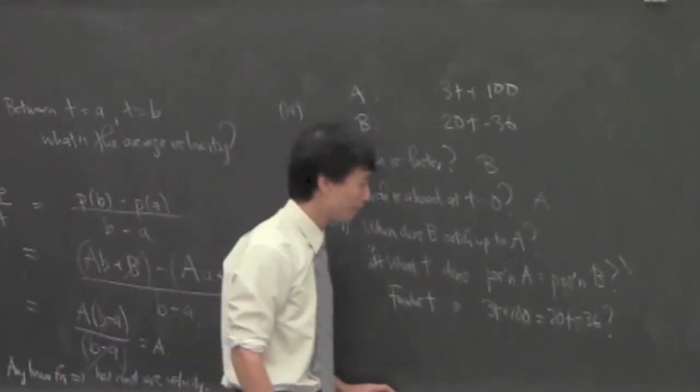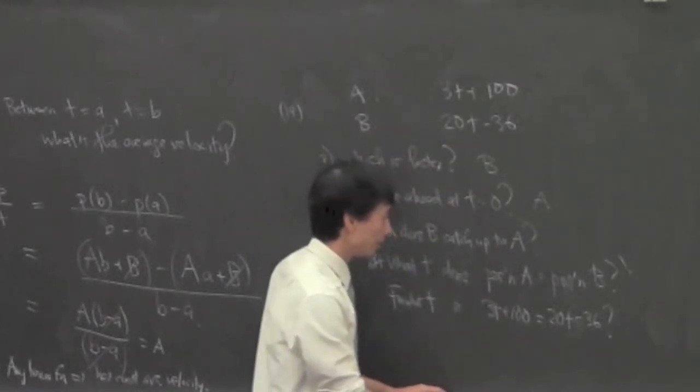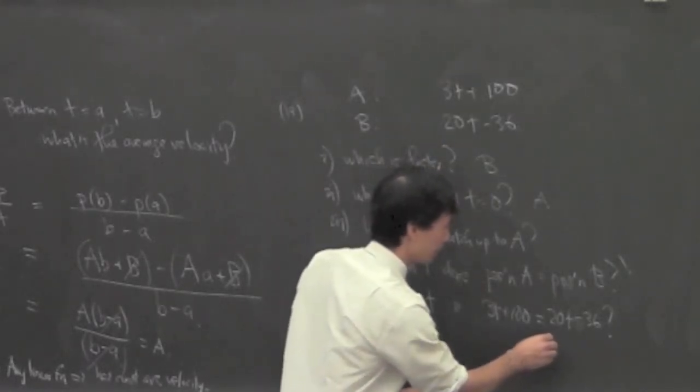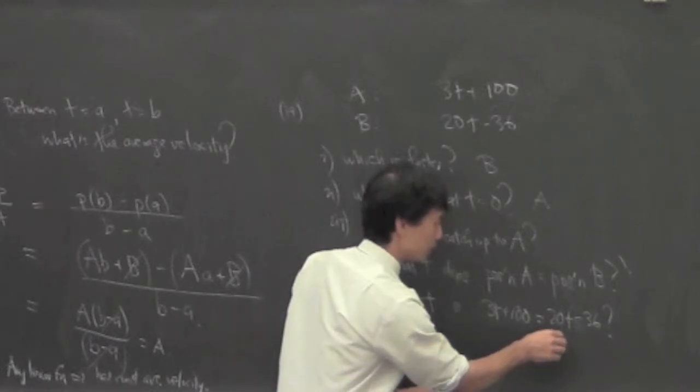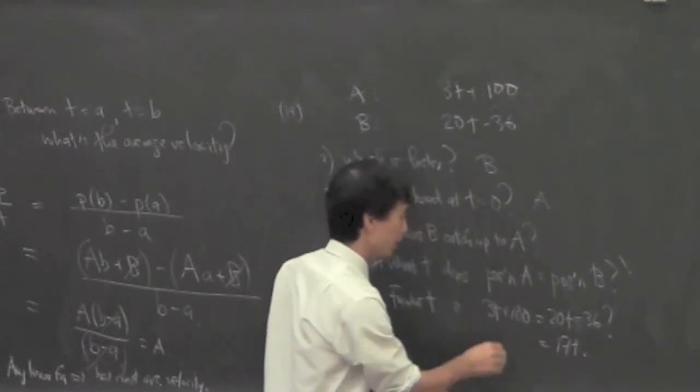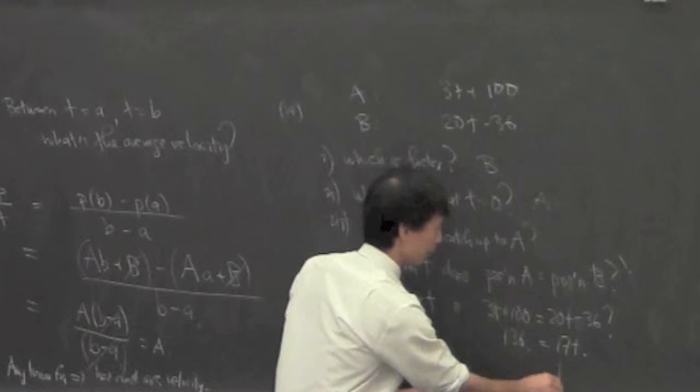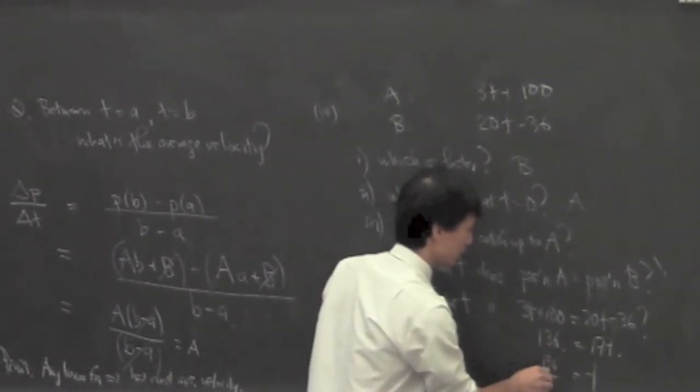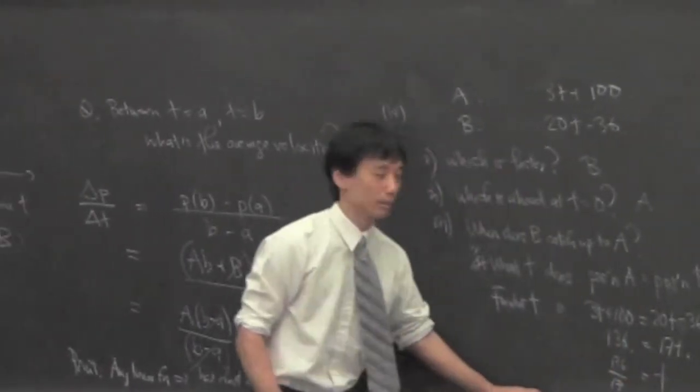And then you just solve for t. It's easy, right? You subtract 3t from both sides, you add 36 to the other side, and you get t is 136 over 17, right?